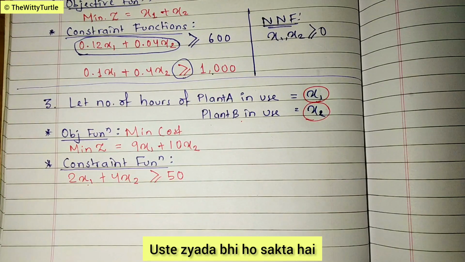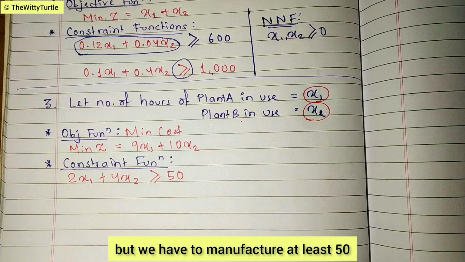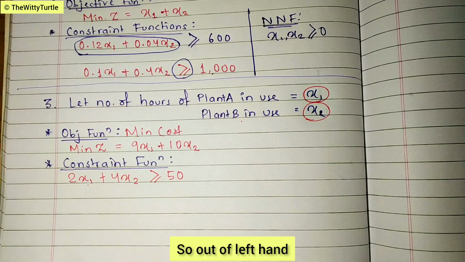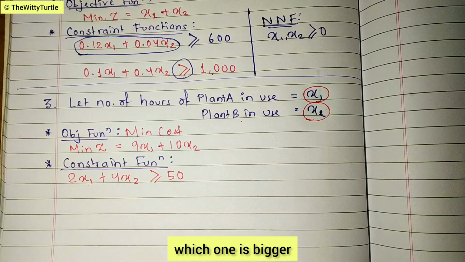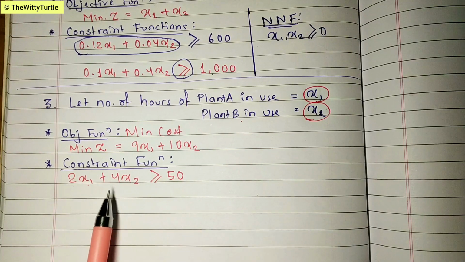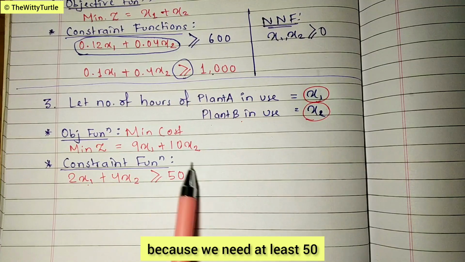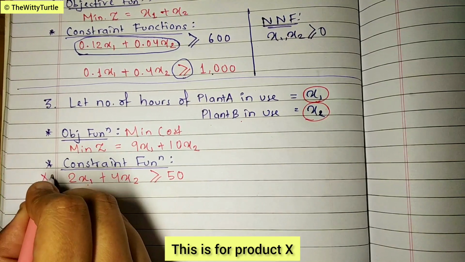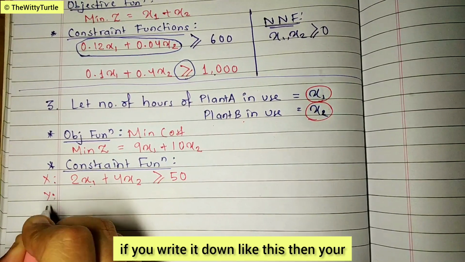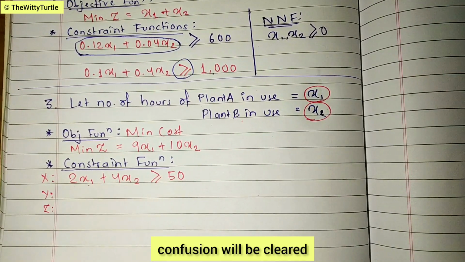It can be more than that also. We can produce more than 50 also, but we have to manufacture at least 50. So out of left hand side and right hand side, which one is bigger? This one is bigger, right? This one is smaller because we need at least 50. Similarly for product Y, this is for product X. If you write it down like this, then your confusion will be cleared.